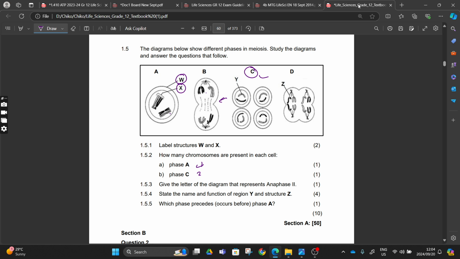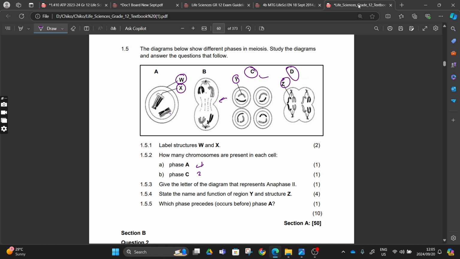It will be anaphase 2, the number D there, sorry. As you can see, the single chromatids have been pulled to opposite directions. State the name and function of regions Y and Z. Y is the centromere, to join the chromatids or to join the spindle fiber. Z is the spindle fiber, to pull our chromosomes to the opposite pole. In this specific case, it pulls those chromatids to the opposite pole.